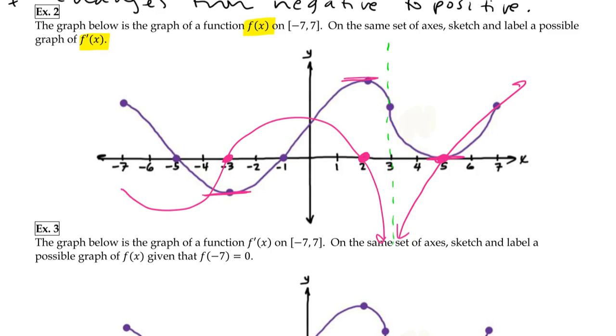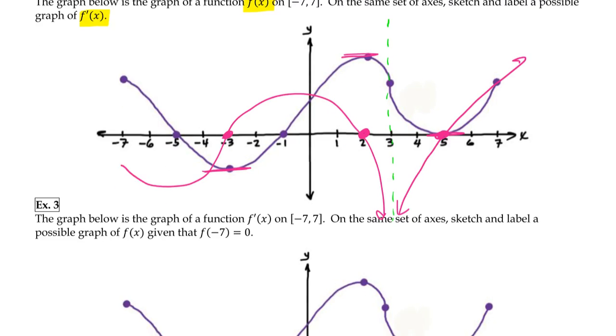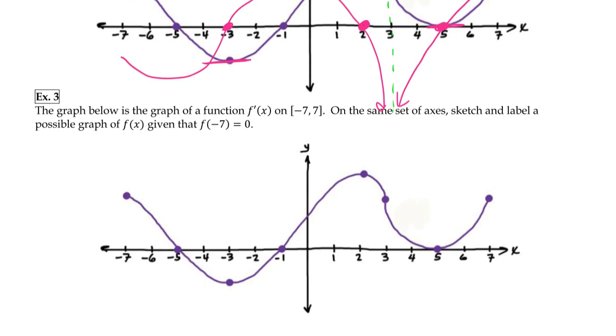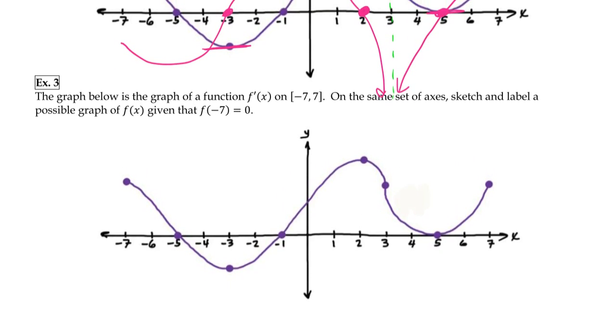Okay, going on to the next one. You might need to rewatch that. I know that gets a little confusing. Okay, the graph below is the graph of a function f prime. Now this is changing. We have f prime, and they're asking us to graph f. I know the ordered pair here is at -7, 0.